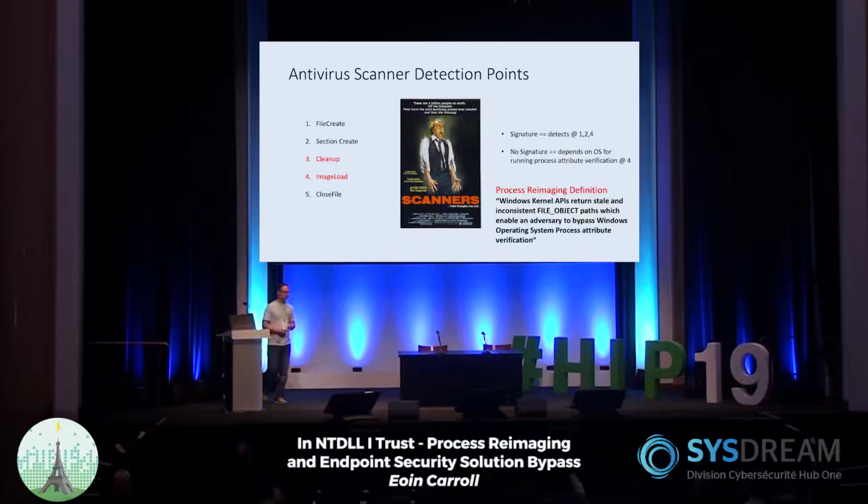So just to define process reimaging exactly: the Windows kernel APIs return stale and inconsistent file object paths, which enable an adversary to bypass Windows operating system process attribute verification. And right now, there's actually no documented way to securely identify the files associated with a process on disk in Windows.